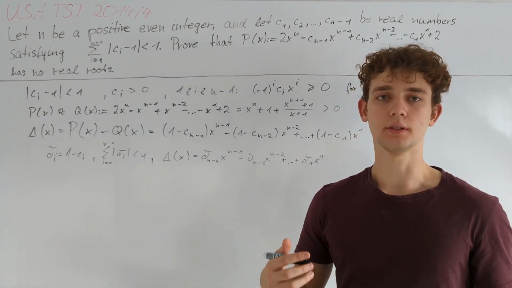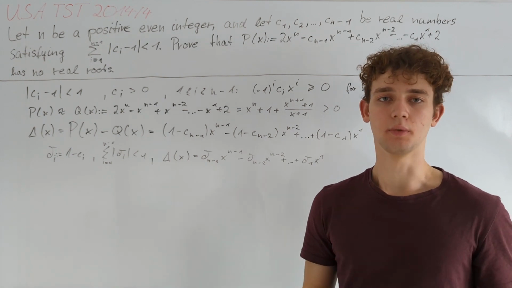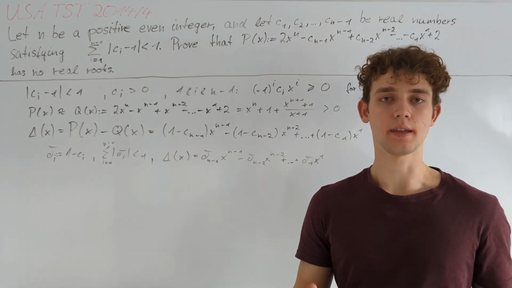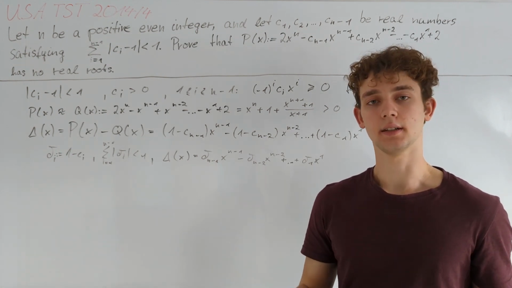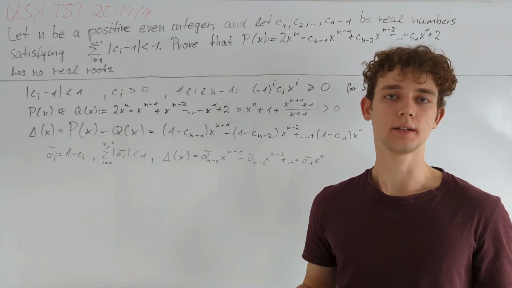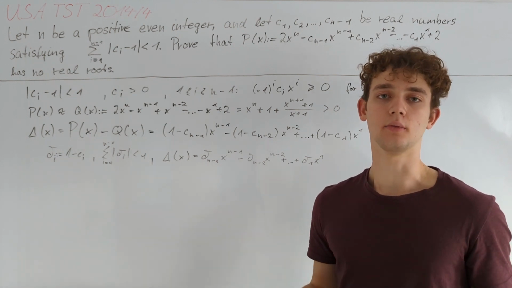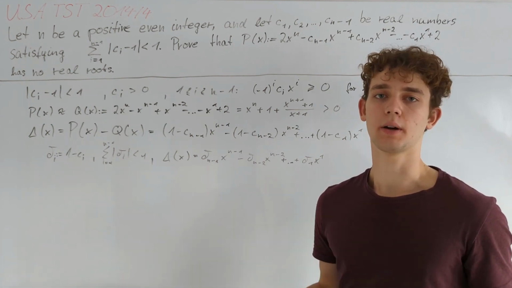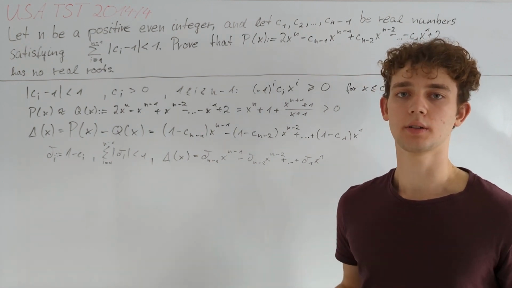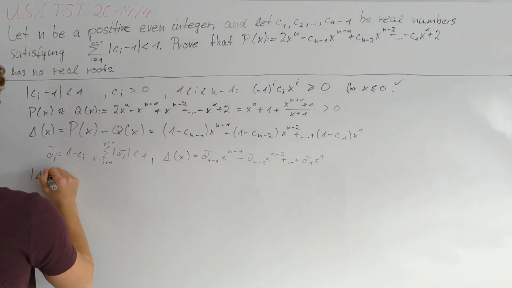Now we introduced a new polynomial delta of x, and at this point it would be enough to prove that the absolute value of delta of x is smaller than q of x, because in this case, by the triangle inequality, this would be enough to show that p of x is also always positive. So the takeaway from this is that we want to consider the absolute value of delta of x.